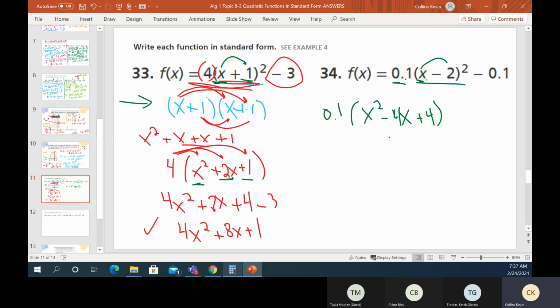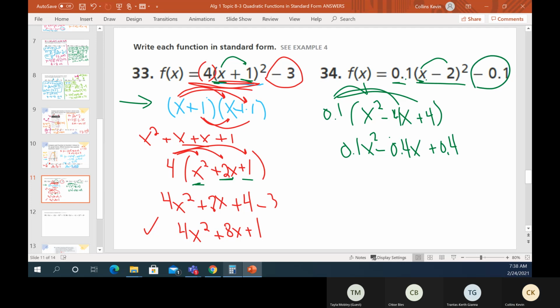So that's the 0.1. So that's going to give us 0.1x. And 0.1 times 4 is going to be minus 0.4x. This is x squared, by the way. And then finally, this guy's going to give us plus 0.4. Then the only thing we have to contend with now is this guy. So we bring him down, we got 0.1. So 0.4 minus 0.1 gives us 0.3. So that'll wrap it up. So we have 0.1x squared.